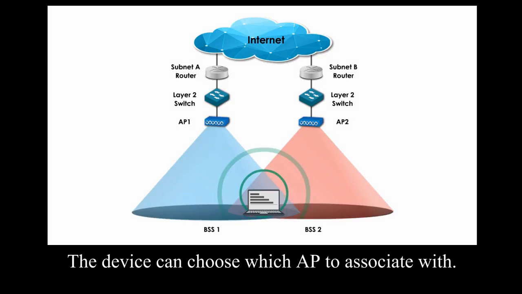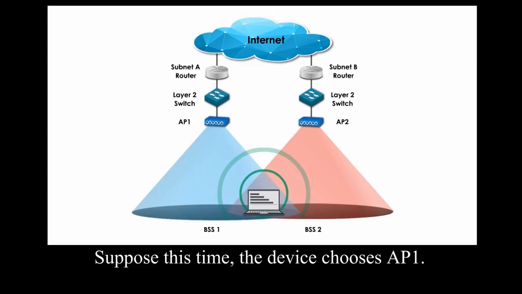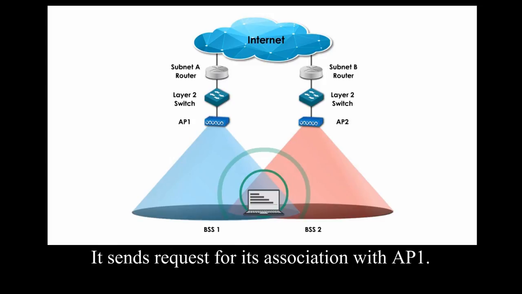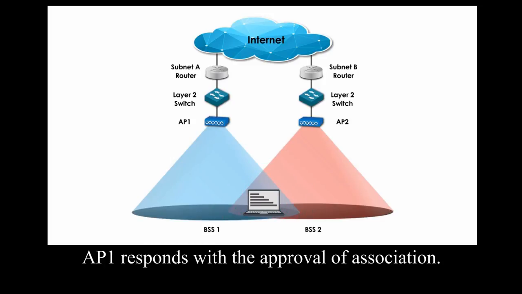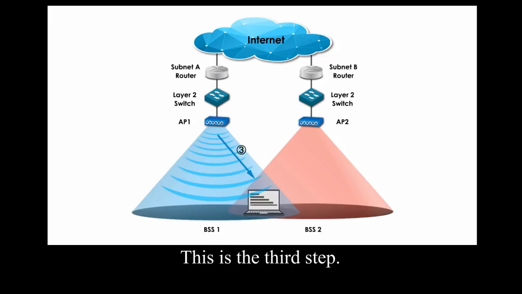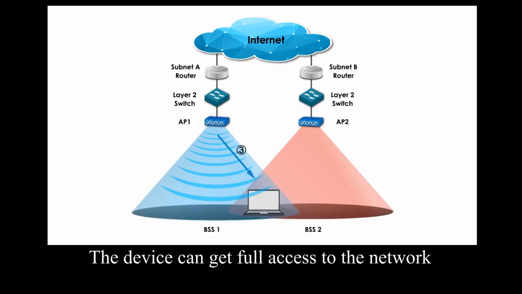The device can choose which AP to associate with. Suppose this time the device chooses AP1. It sends a request for association with AP1. This is the second step. AP1 responds with approval of association, and this is the third step. Now, the device can get full access to the network.